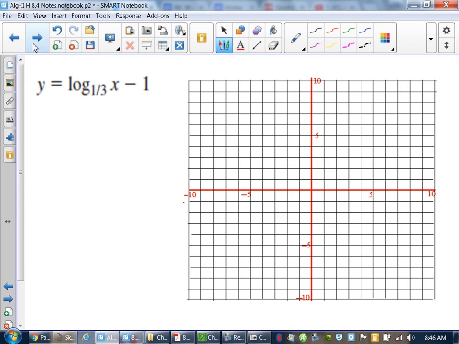That's one thing that a lot of people forget. I think we've done that before. So this is technically log base 1/3 of x minus 0 minus 1. That's basically what that means. So it gives you a vertical asymptote at 0. So you draw that first.